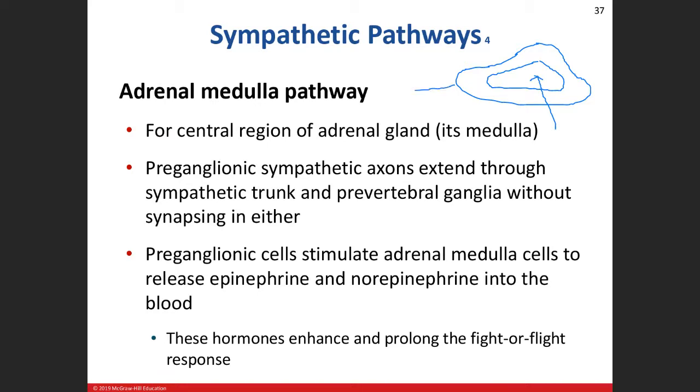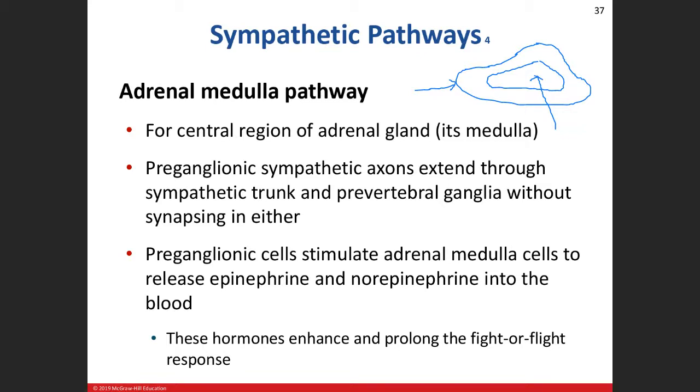The outside is called the cortex. Okay? So the hormones that are produced by the adrenal medulla are called epinephrine and norepinephrine. We talked about norepinephrine briefly here at the beginning of this chapter because it's also a neurotransmitter.